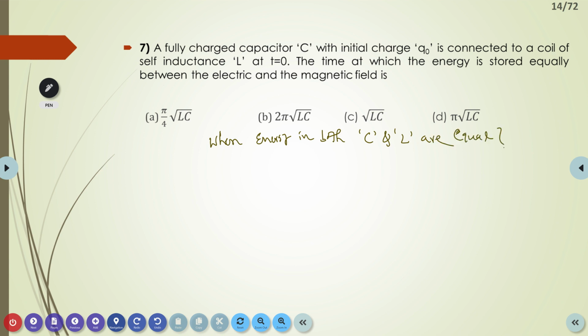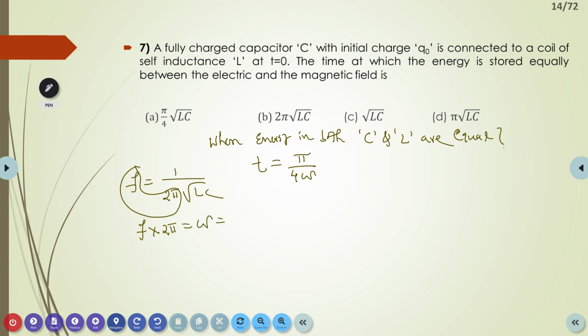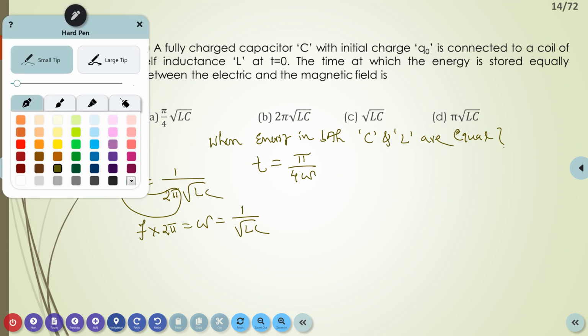This is a question on tense. When they are equal, this is when T equals pi divided by 4 into omega. What is omega? We know that equation: F equals 1 divided by 2 pi square root of LC. Then I multiply this F into 2 pi, it is F into 2 pi equal to omega equal to 1 divided by square root of LC.